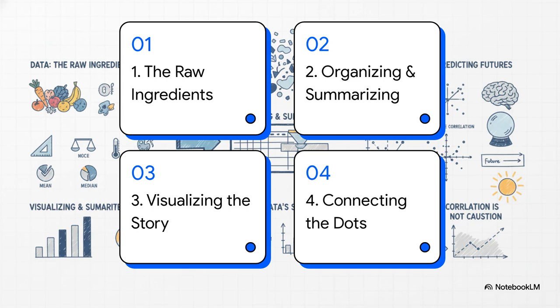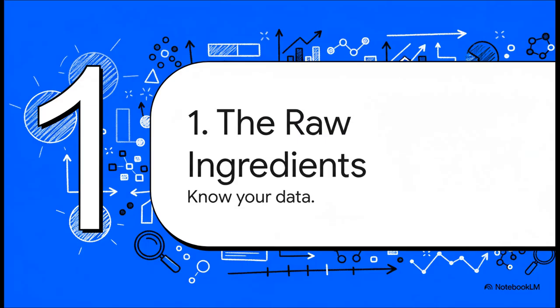So here's our game plan for today. First, we've got to get to know our ingredients. What kind of data are we even dealing with? Then it's time for the prep work, organizing everything and summarizing it. After that, we're going to make it look good by visualizing the data story. And for the final course, we'll connect the dots, find some hidden relationships, and maybe even predict the future. Ready? Let's do it.